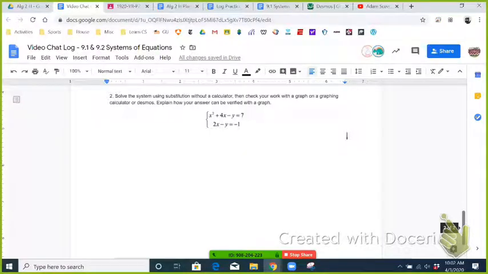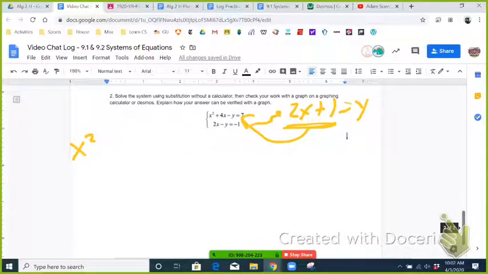Alright, so to solve this, you could actually do elimination if you wanted to. You could subtract these two equations and cancel out your y's. But since it says to do a substitution, we'll do it that way. So we could take this linear equation and add y and 1 to both sides, and we get 2x plus 1 is equal to y.